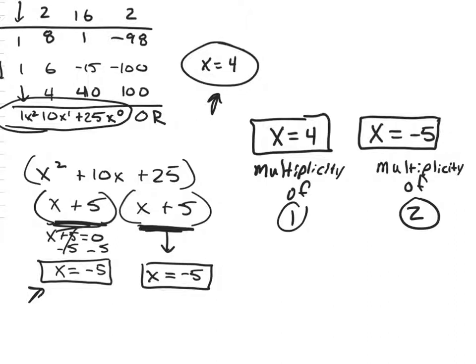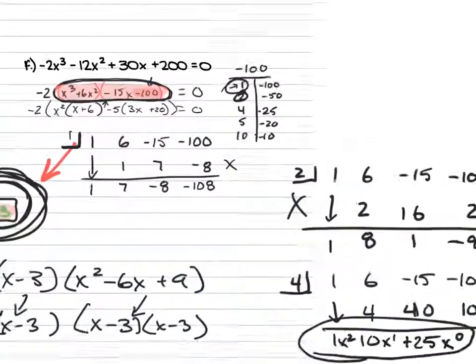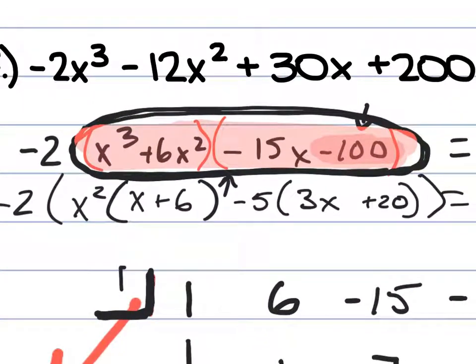Yes, ma'am. For F, why didn't you group it in the first place instead of dividing it by? We tried grouping, so we did. That's actually the first thing we did, and we got here. This is what happened. We got x plus 6 and 3x plus 20, which was a disaster for us.